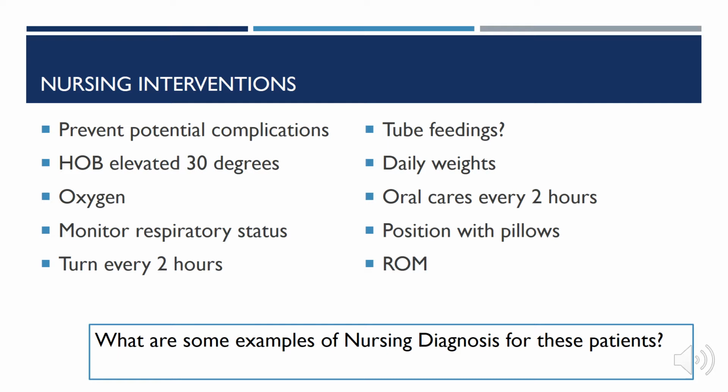Our breathing pattern is obviously controlled by our brain, so we have to monitor respiratory status. And then risk for imbalanced nutrition less than body requirements because they may not be able to eat. Risk for impaired skin integrity, again, bedridden. We need to move them every 2 hours, position them with pillows, all of those things. And then impaired physical mobility because they may be on bed rest, they may not be awake and alert and oriented just like you and I. So again, repositioning and giving them pillows and doing range of motion exercises will help them significantly.